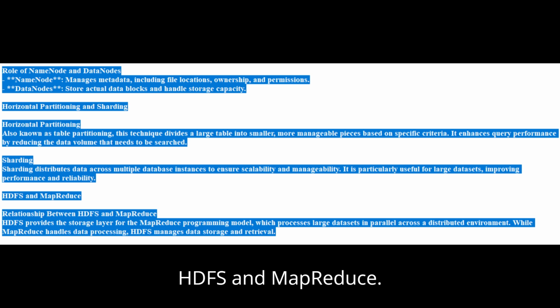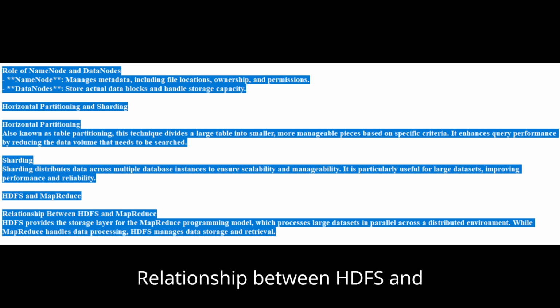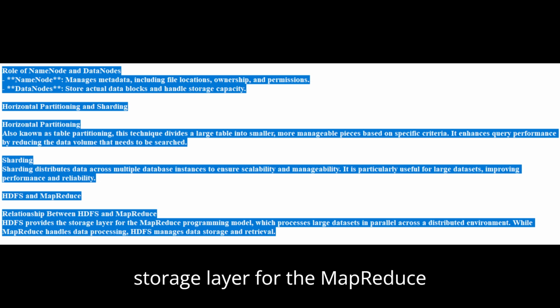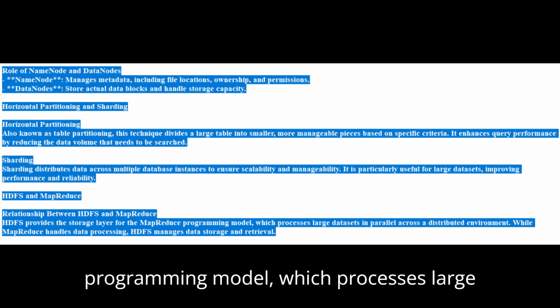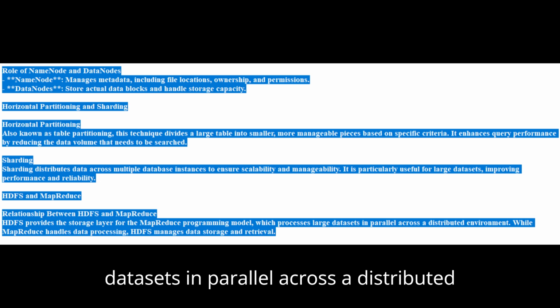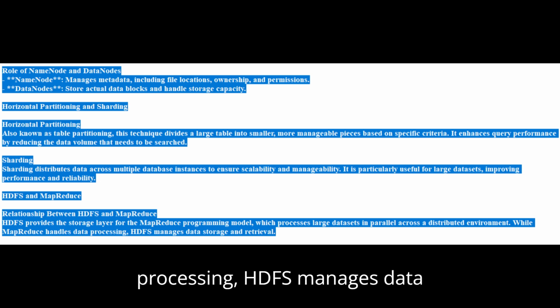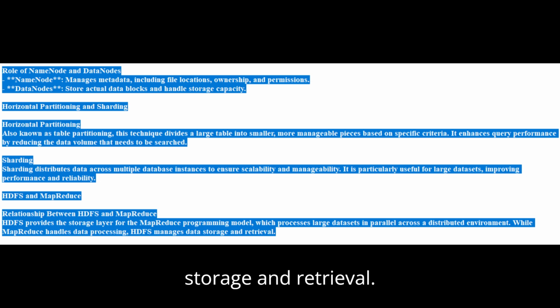HDFS and MapReduce. Relationship between HDFS and MapReduce. HDFS provides the storage layer for the MapReduce programming model, which processes large datasets in parallel across a distributed environment. While MapReduce handles data processing, HDFS manages data storage and retrieval.